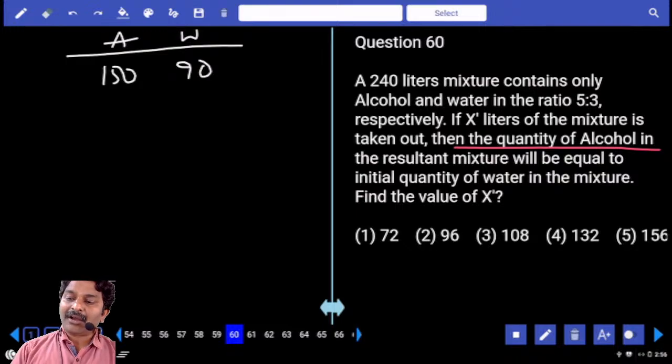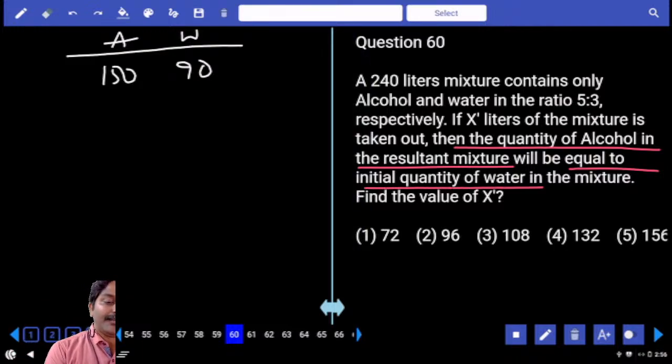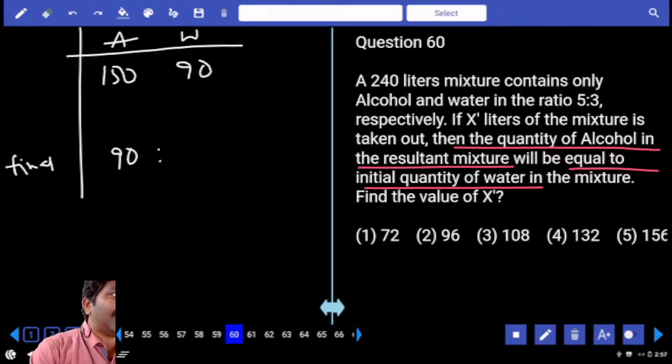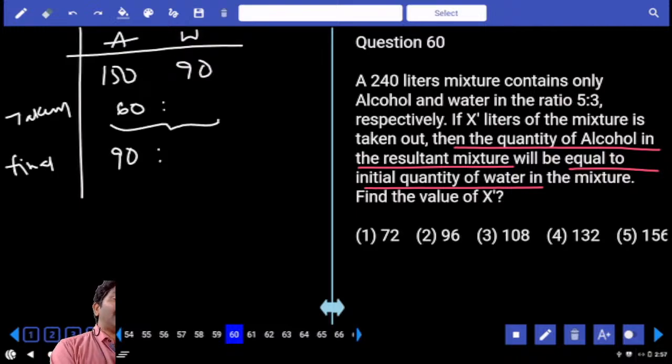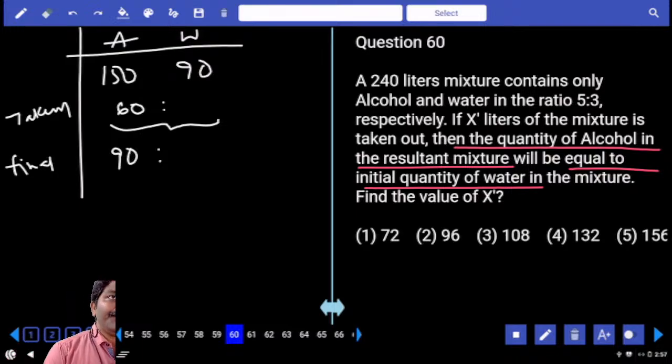then the quantity of alcohol in the resulting mixture will be equal to initial quantity of water. Initial quantity of water 90. So in the final container, alcohol content is 90. That's what they said. Correct? That means quantity which is taken out in alcohol has to be 60 only. That means alcohol and water both always must be in the ratio 5:3. 5 parts is 60, 3 parts 36. Both together how much is taken out? And that is the value of x.